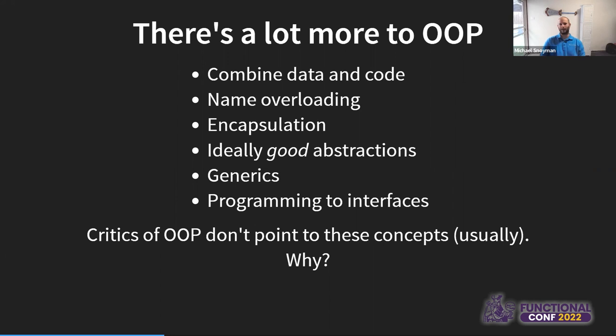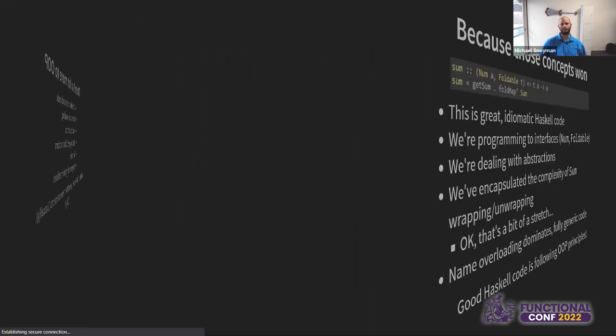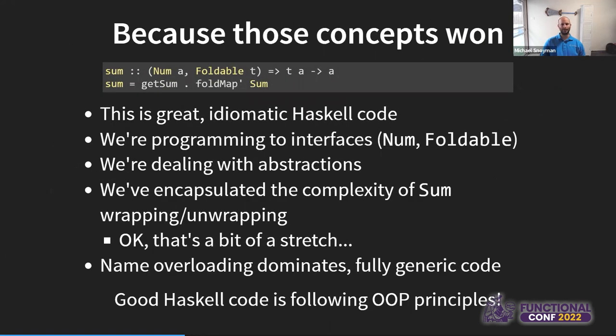Don't write your code against some concrete type, write it against the interface. It's a common pattern in Java. When you hear people criticizing OOP, you don't see them pointing to any of these six points. Not usually, at least. Why is that? That's because these concepts are the ones that won.